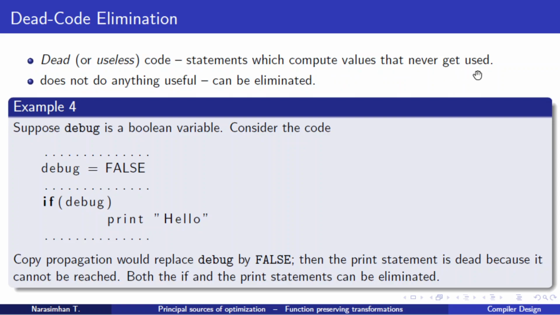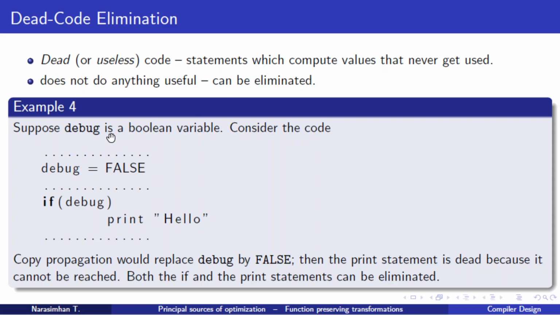It is a set of statements which compute values that never get used. So you have a collection of statements that compute values, but those values are used nowhere in the program. This implies that there is no point in computing those values. That is, you can eliminate the computations. You can eliminate the statements that compute the values. This is the idea behind dead code elimination. The dead code can be identified and the dead code can be eliminated.